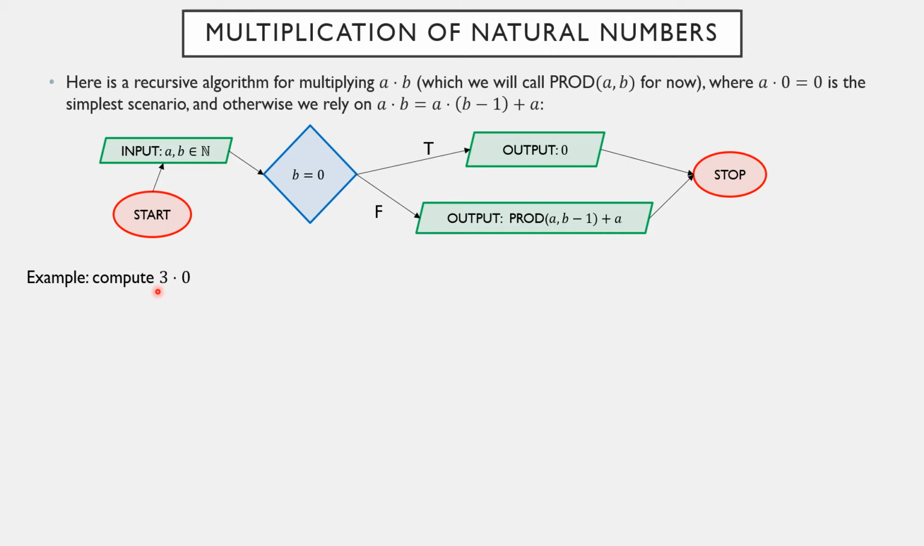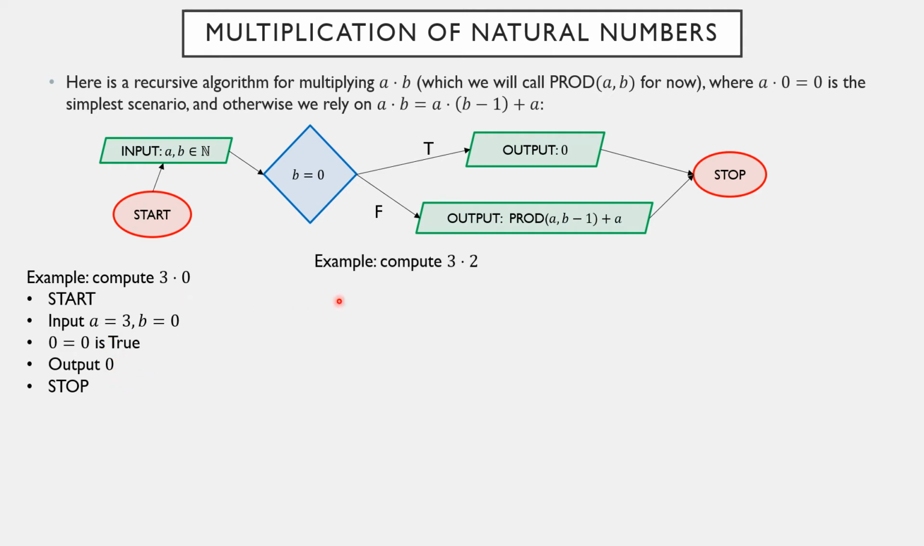Let's try to compute 3 times 0. We start, we input a is 3 and b is 0, and I check, is b 0? Yes. So I output 0 and I stop. Hooray. We correctly asked what's 3 times 0, and it says 0. Good job. What if I try to compute 3 times 2? Start, input a is 3, b is 2, ask, is b 0? No, because b was 2.